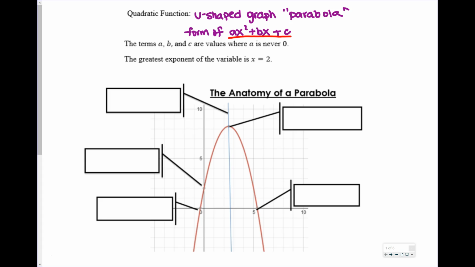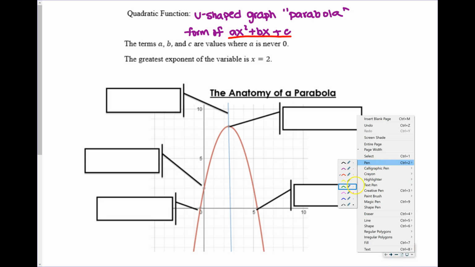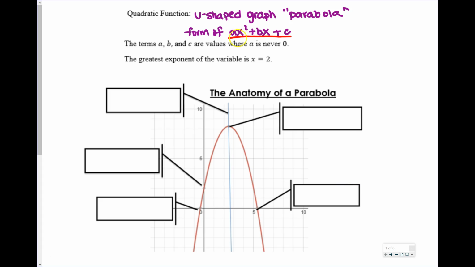A can't be 0, and the greatest exponent of the variable x is 2, which means to know if something's quadratic or not, you really just have to notice that you've got an x squared in your equation. If it's got an x squared and nothing higher than that, then it's quadratic. So this is what the shape looks like, this curved red shape. That's called a parabola, it's called a quadratic.